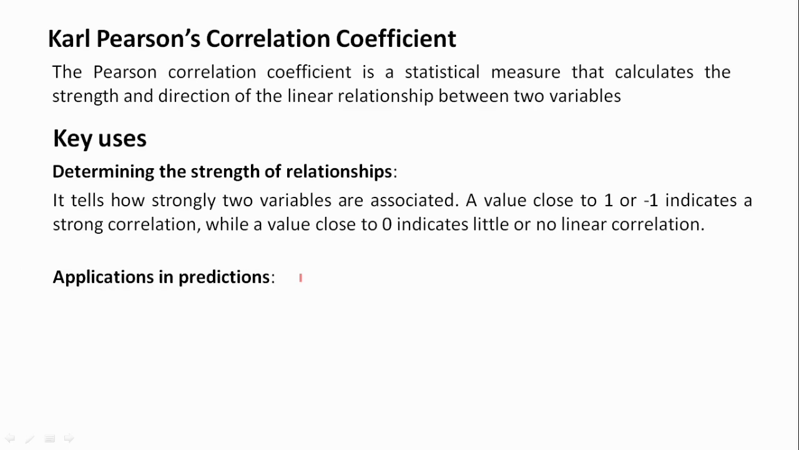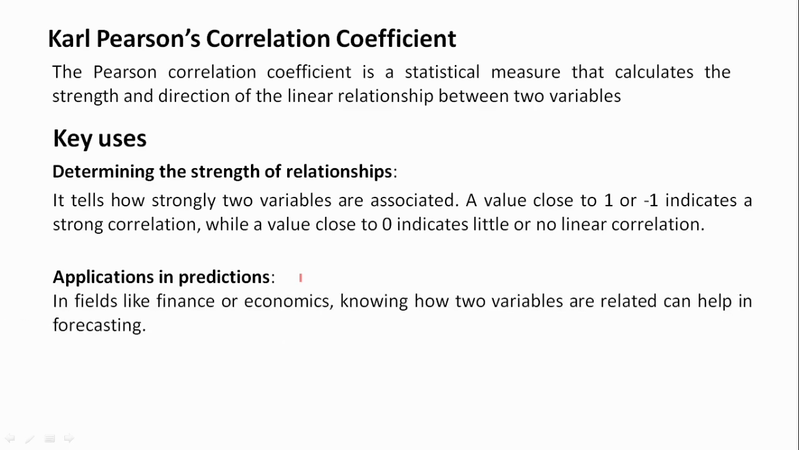The second use of the Pearson's correlation coefficient is in predictions. In a field like finance or economics, knowing how two variables are related can help in forecasting. For example, if there is a strong correlation between two stocks, you might use one to predict the behavior of the other.